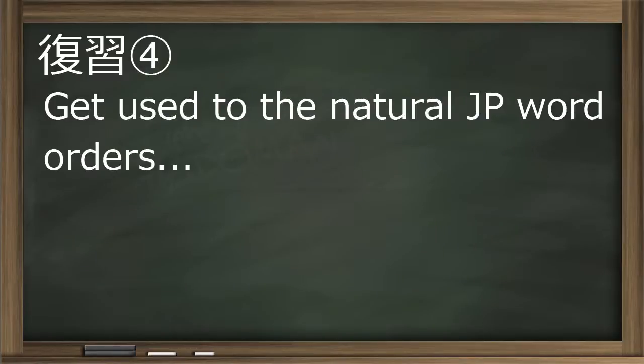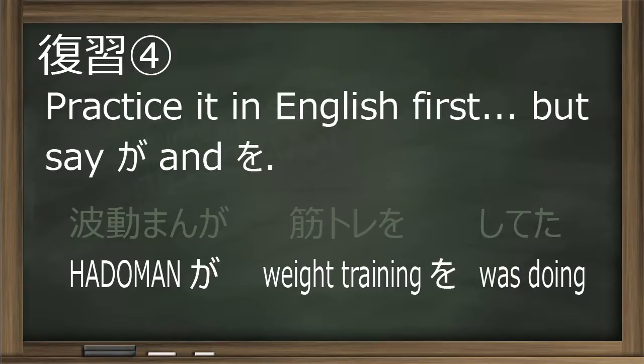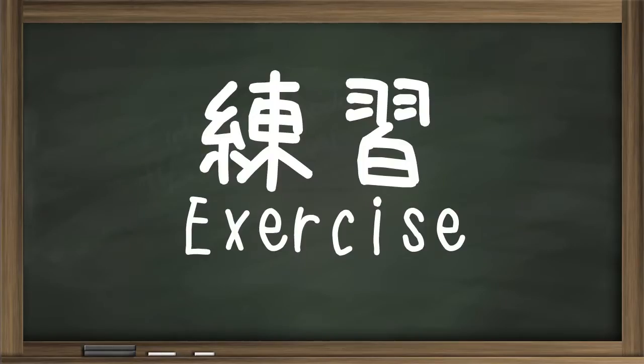Review point number 4. Get used to the natural Japanese orders and practice it in English first. But even when you practice in English, try to say ga and o with it. For instance, in this example sentence, try to say Haruman ga weight training o was doing. Okay, this is a more typical Japanese word order, so just try to get used to the Japanese word orders that are more typical right here. Don't worry about saying everything in Japanese yet. It'll come later. Let me give you some example sentences for you to practice.